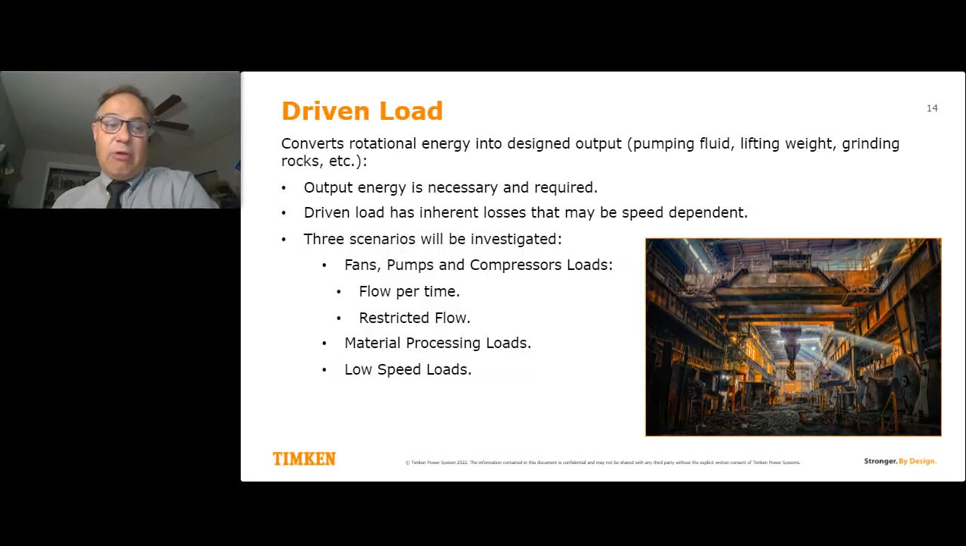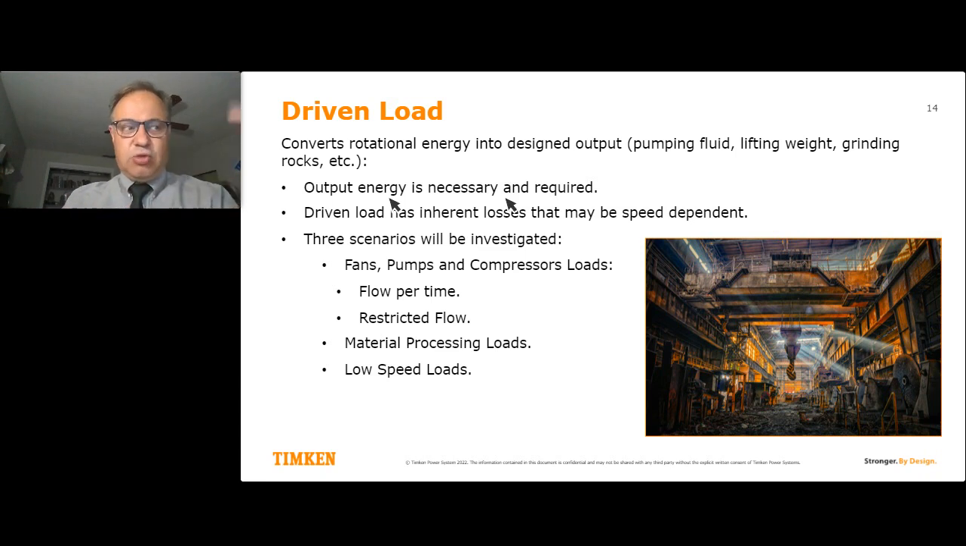Let's move forward and look at our driven load. I took that photograph of my garage last night just because it looks so beautiful. So the driven load converts the rotational energy into the designed output. Now this could be pumping a fluid, lifting a weight, grinding rocks, etc. So the output energy is necessary and required.